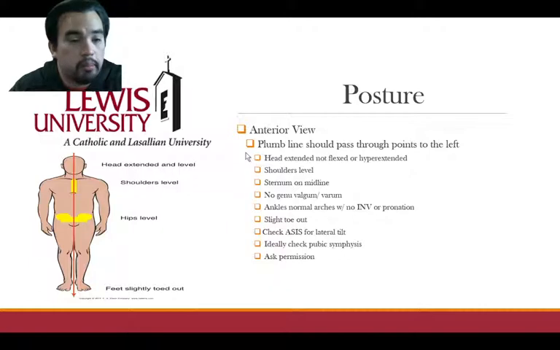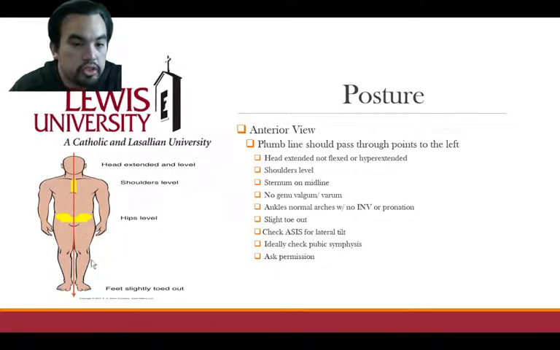When we look at the plumb line from an anterior point of view, we're looking for any medial or lateral deformities or dysfunction. We want to look at this as it moves straight down through the body. So we're looking to see if the head is extended, not flexed or hyperextended, so that our chin is down pretty much. Sometimes you'll see that the head or the nose points up. We want to look that the shoulders are level with each other. We want to look at the sternum. The sternum is on midline.